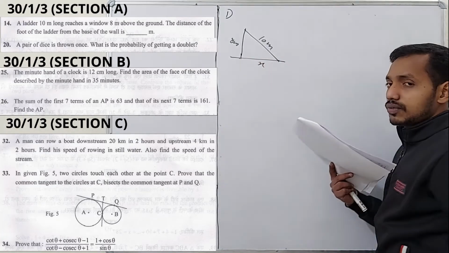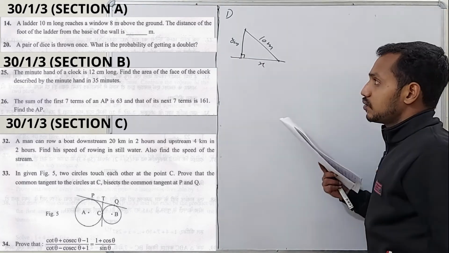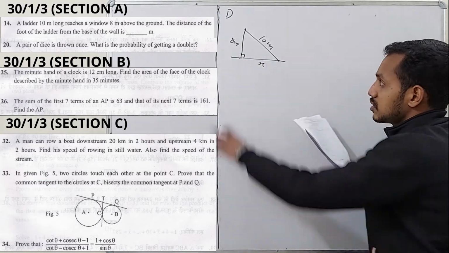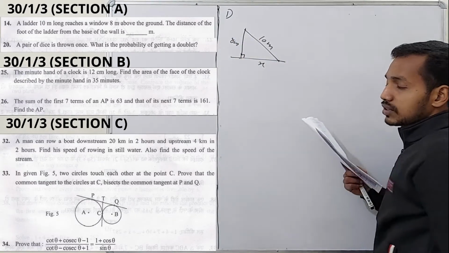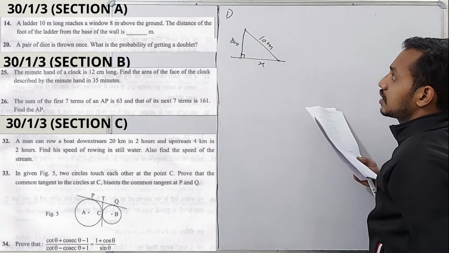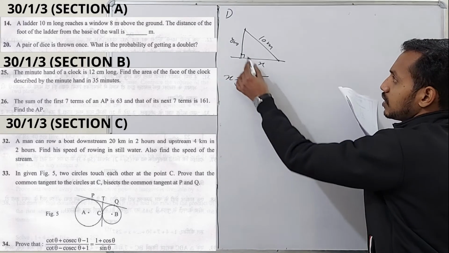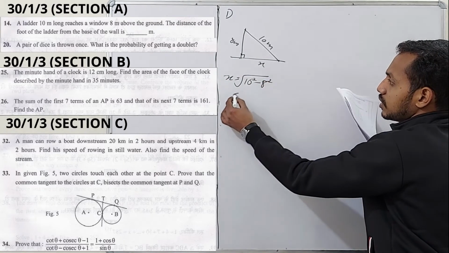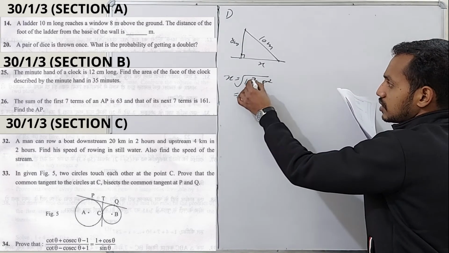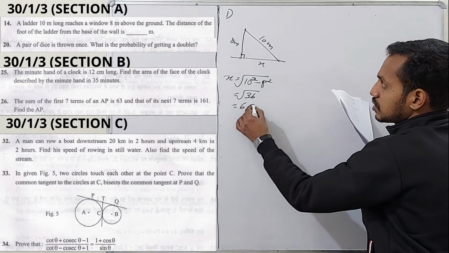This distance we have to find. Window means it is always perpendicular. Wall will always be vertical, so it will make 90 degrees with the ground. So these three measures are the sides of the right angle triangle. So directly we will get x is equal to square root of 10 square minus 8 square, which is equal to 100 minus 64, which is 36, which is equal to 6 meter.